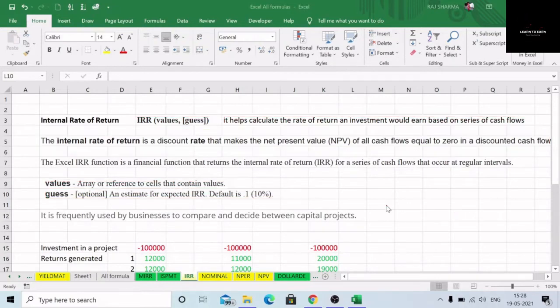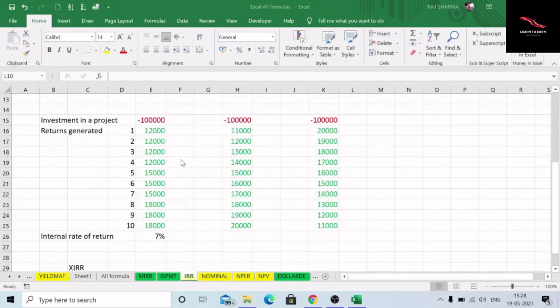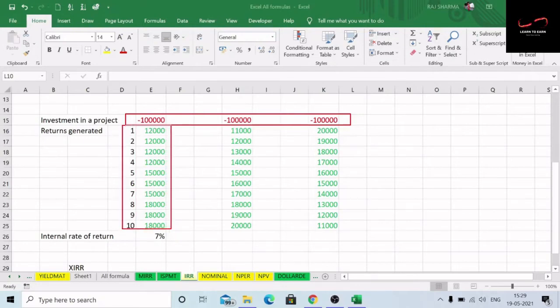So let us try to understand it by an example. Assume that there is a business which is going for a capital expansion or capital project, and in this project the initial investment is, oh sorry, 1 lakh rupees each. These are three different projects, and in due course each project is going to fetch us these kinds of returns.